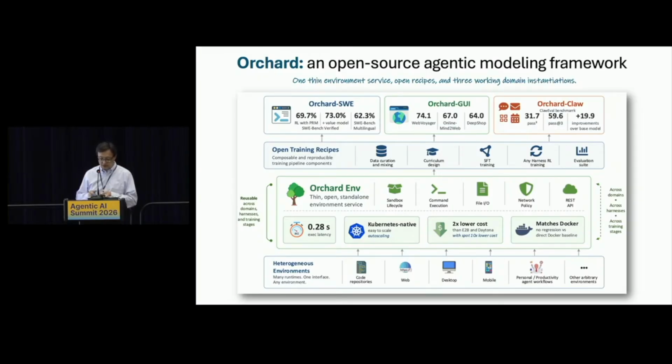So to narrow the gap, we present Orchard, which is an open source ecosystem for scalable agentic modeling. At the core of Orchard is a Kubernetes native environment service that provides reusable primitives of sandbox lifecycle management. It's called the Orchard environment. In some sense, the Orchard environment is like an operating system runtime for AI agents. It acts as an orchestration and virtualization layer that manages the container images inside the sandbox and exposes a clean interface for the AI agents to run.